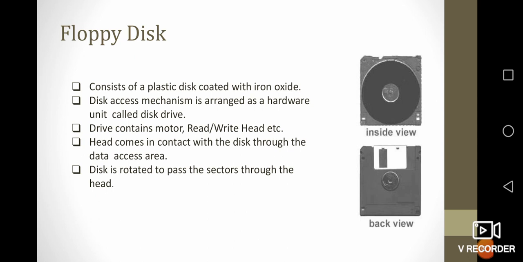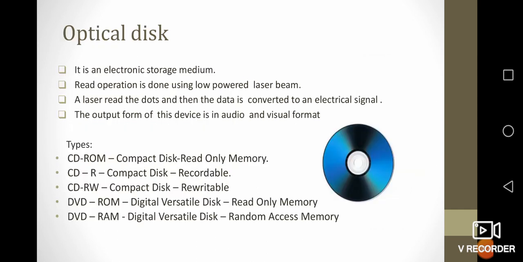Then next we are moving on to the floppy disk. It consists of a plastic disk coated with iron oxide. It will be in black color mostly. Actually, it has a hardware unit called disk drive that will be within it. It consists of a motor, read and write head, etc. It has the format in which it can access the data and store the data. And it can pass from one sector to another one through the head. You can see over there.